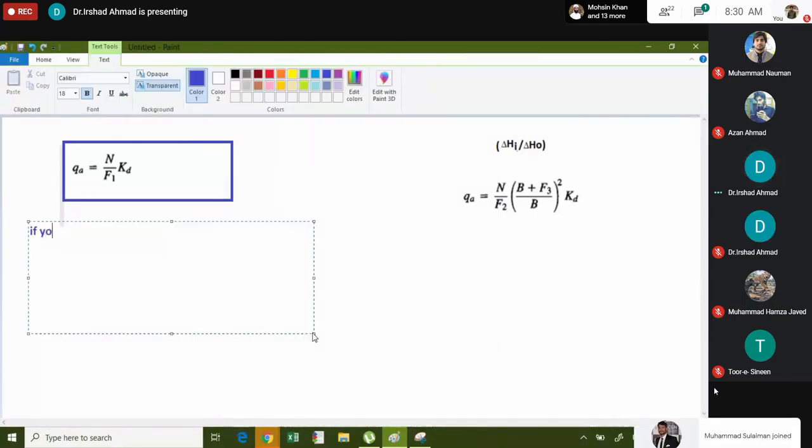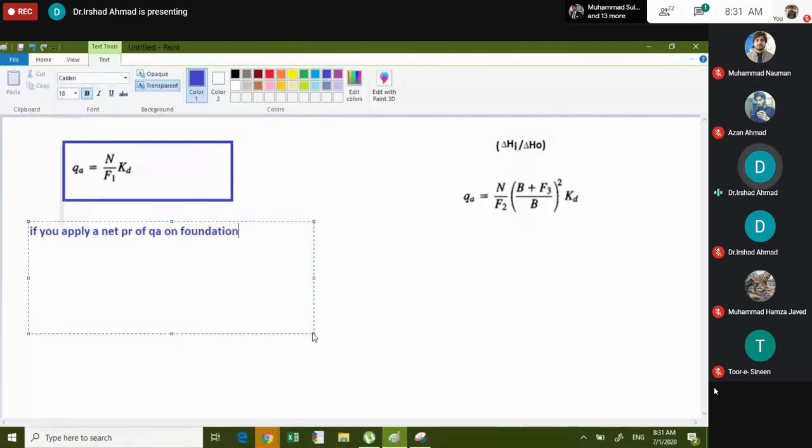If you apply a net pressure of QA on a foundation, it would settle by 25 mm or 1 inch.